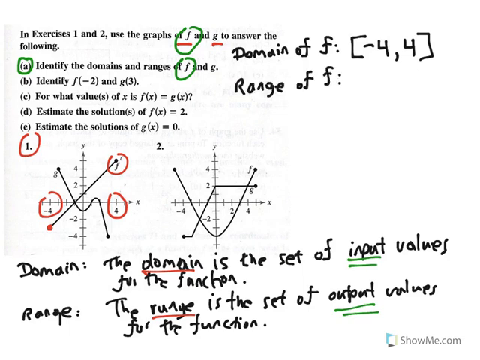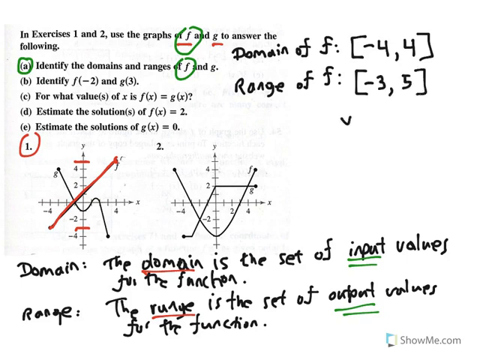The range of f, again, the range is the set of output values for the function. It would be the possible y values for the function. So if we look at the graph of f, you can see that it starts here, where the y value is -3, and it ends here, where the y value is +5. So the range of f is from -3 to +5.